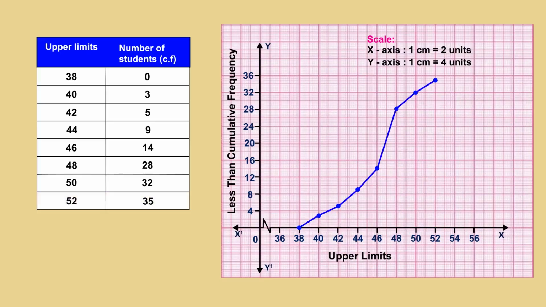Here, n is equal to 35, which implies n by 2 is equal to 35 by 2 is equal to 17.5. Locate the point (0, 17.5) on the y-axis. From this point, draw a line parallel to the x-axis, cutting the curve at a point. From this point, draw a perpendicular line on the x-axis. Foot of perpendicular is 46.5. Therefore, median weight is equal to 46.5 kg.